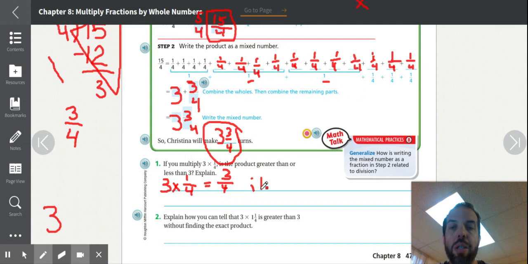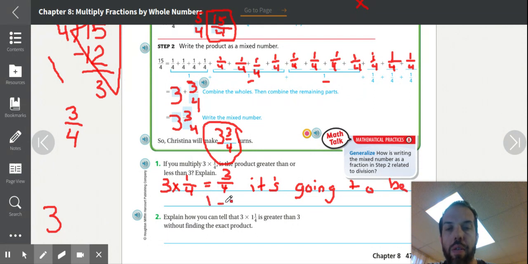All right, and the reason why this is an important question is because it's pulling in lessons that we've already done to reinforce this lesson. So we know that if we multiply the fraction, we are just multiplying that whole number times the numerator. So write this down. 3 times 1/4 equals 3/4. It's going to be less. Period. Okay. All right.